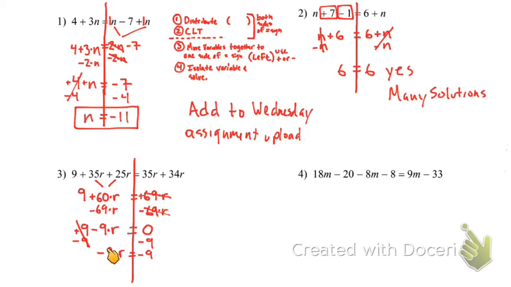All right, now we have to get rid of this 9, which is multiplying. And the opposite of multiplication is division. So we're going to divide by negative 9. These cancel out, and we're left with R equal to positive 1. Negative 9 divided by negative 9 is positive 1.